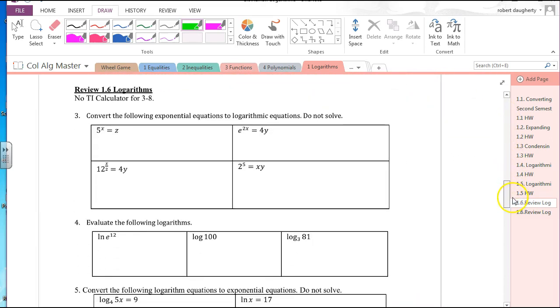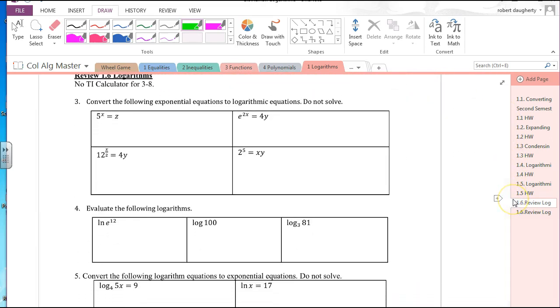Now we'll move on to page 2 of this review. We are not using the TI calculator for this page. It says convert the following exponential equations to logarithmic equations. So we're just converting back and forth between logs and exponents.